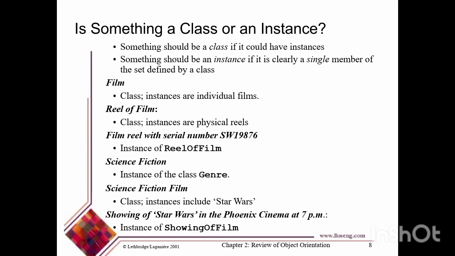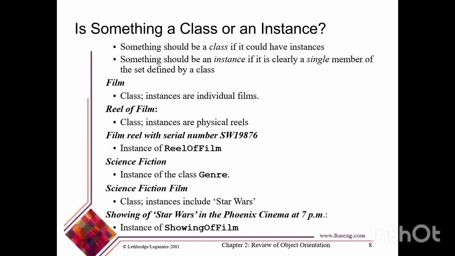Is something a class or an instance? As an example, something should be a class if it could have instances. Something should be an instance if it is clearly a single member of the set defined by a class. So simply said, a class is a collection of objects and an object is an instance of a class.